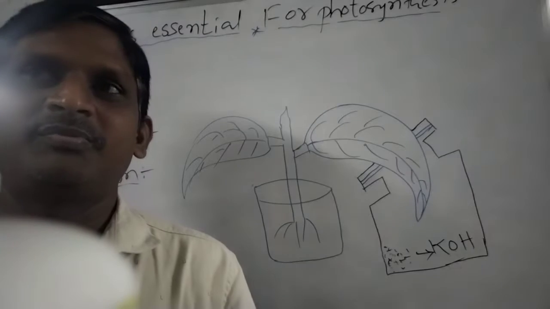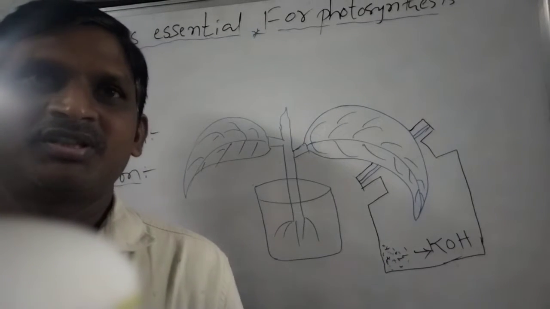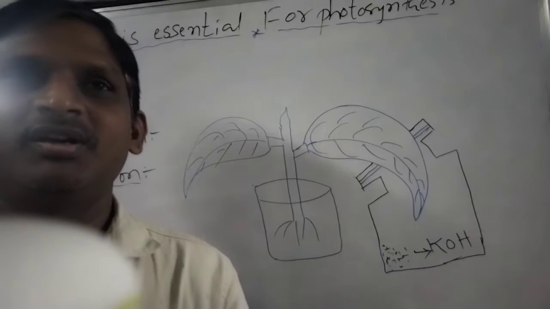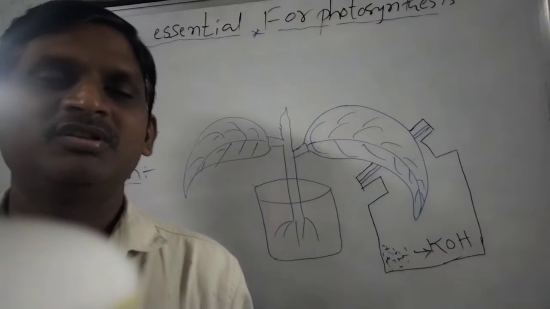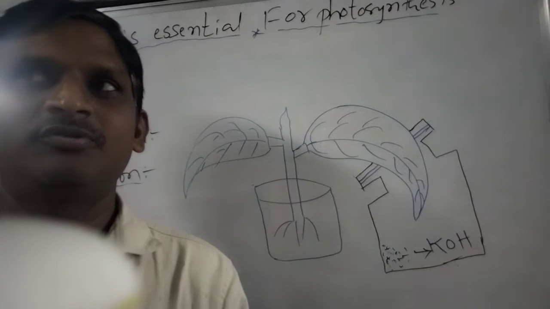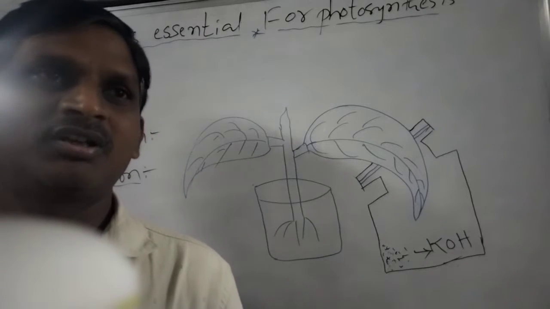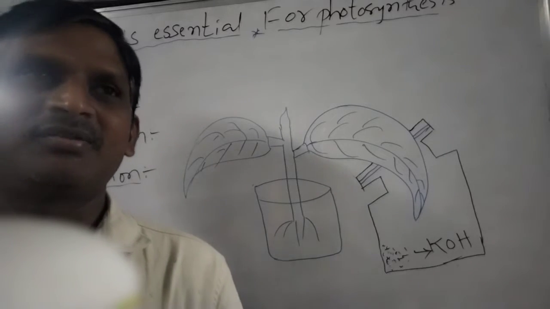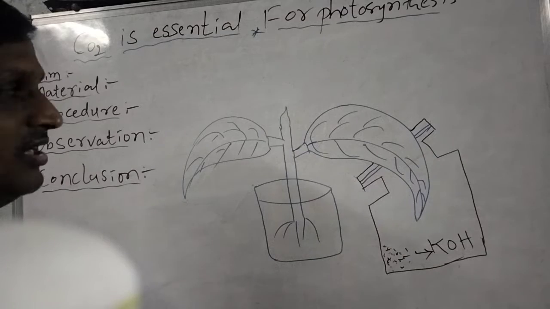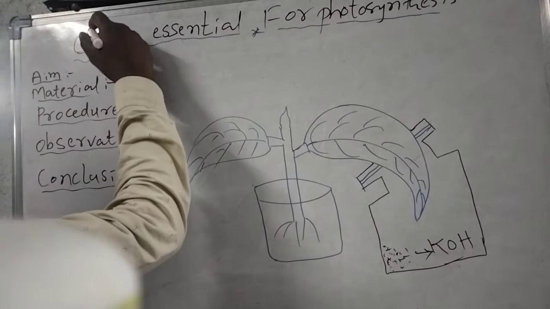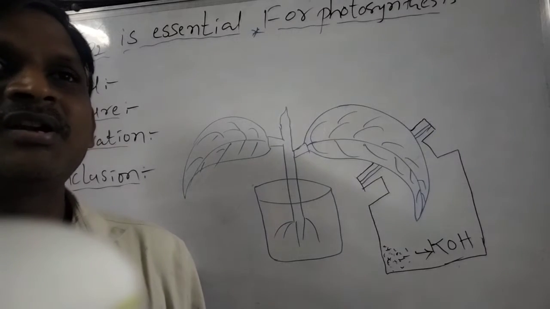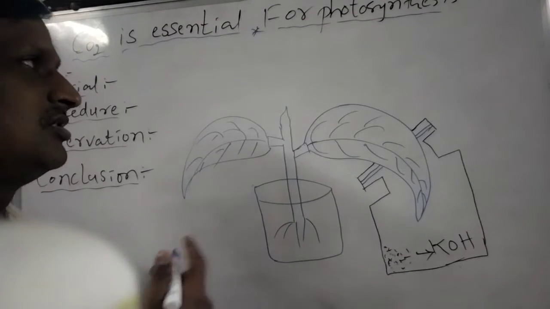Joseph Priestley experiments. Joseph Priestley found oxygen, whereas oxygen was named by Lavoisier. So we discussed two factors related to photosynthesis, that is water and air. Then here we are going to see that from the air, carbon dioxide is essential for photosynthesis. We are going to prove that carbon dioxide is essential for photosynthesis.